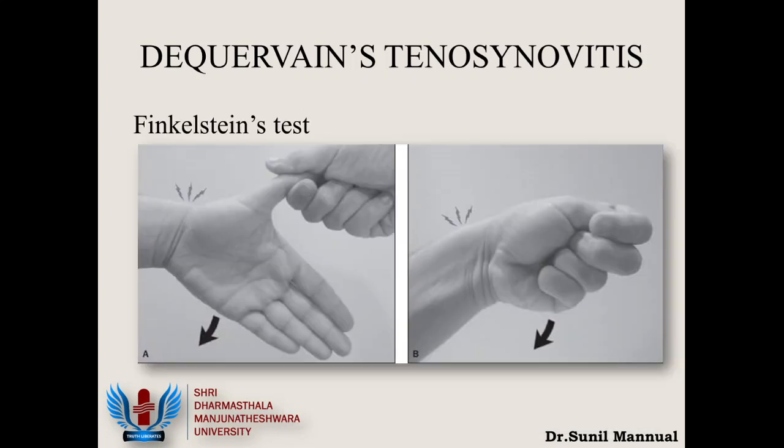grab the thumb and we ulnar deviate the hand. This is going to cause a passive stretching of the tendon, and this passive stretching of the tendon is going to be painful for the patient. So it's a simple clinical diagnosis.